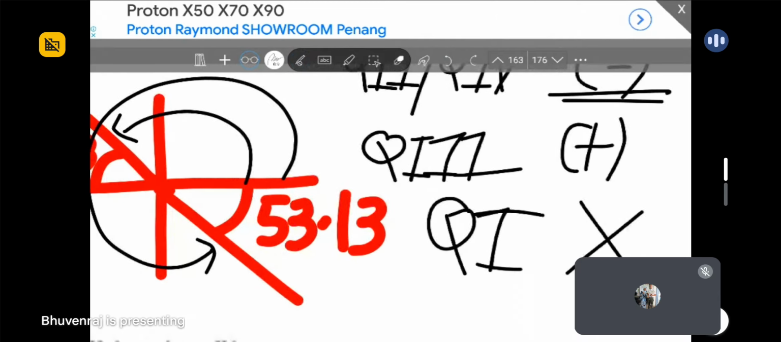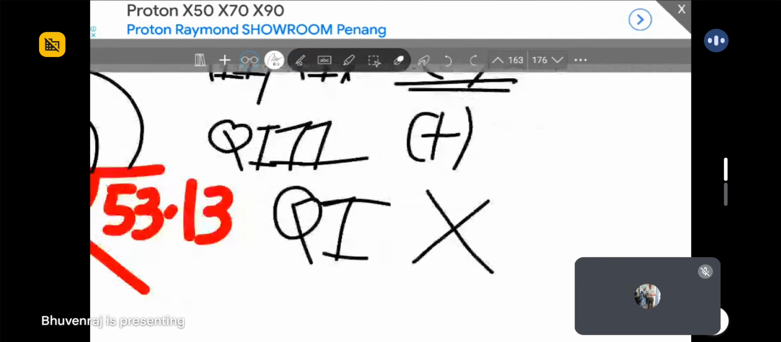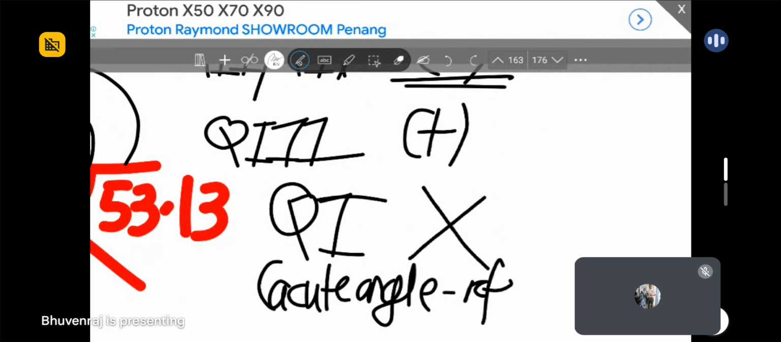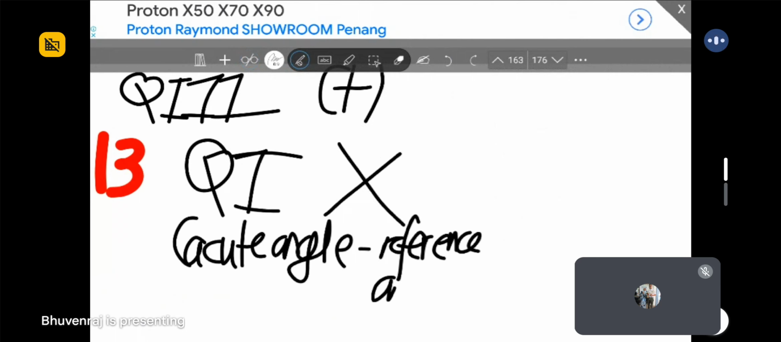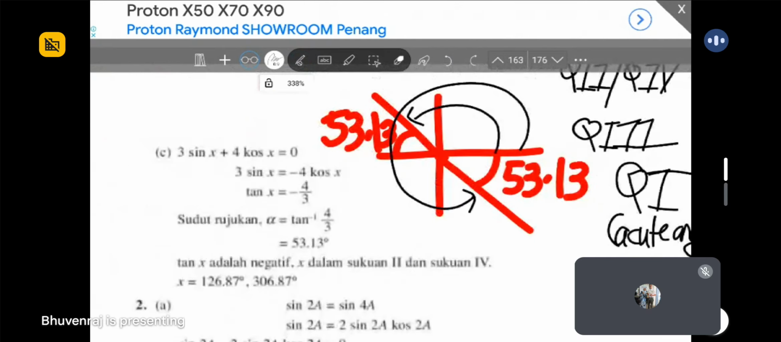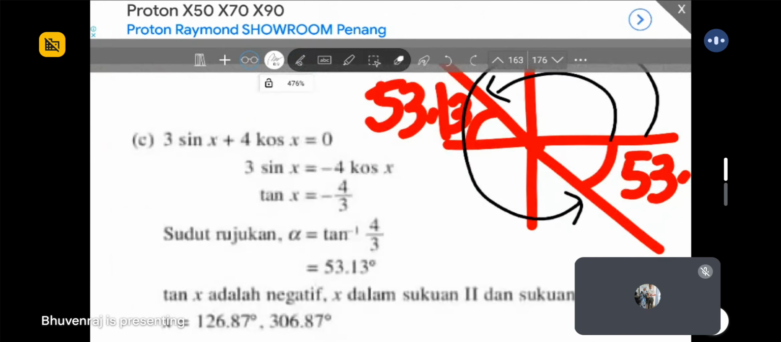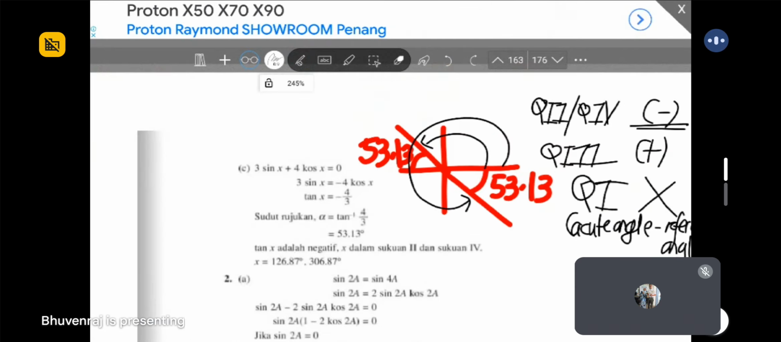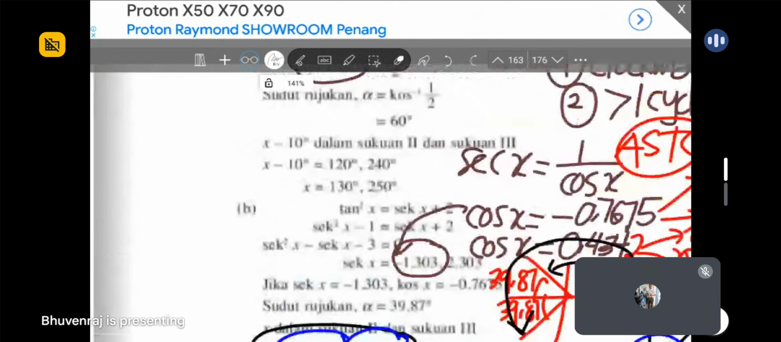Okay, so just take the value itself because quadrant 1 is an acute angle, sudut tirus. So acute angle or sudut tirus, kamu kena ingat that is your reference angle. Okay, sudut rujukan. Alright, are you clear on this, guys? Boleh dapat? So this is the concept. Okay, so you will get these two answer lah. Okay, x equal 126.87 and 306.87. Okay, so this is for question 1, soalan pertama.